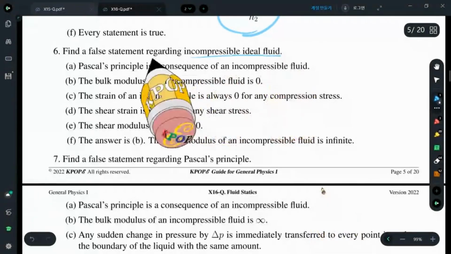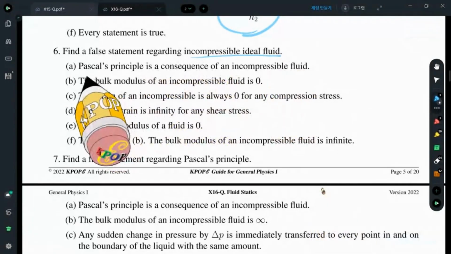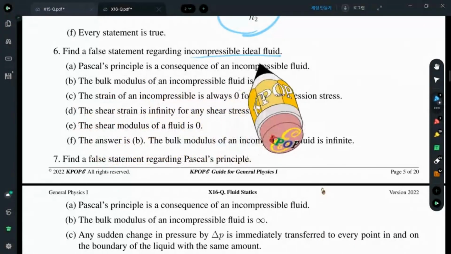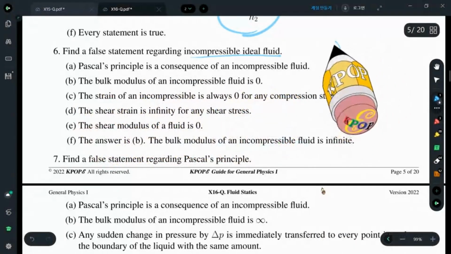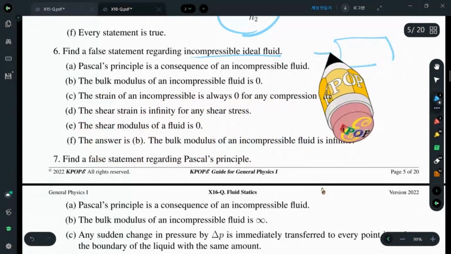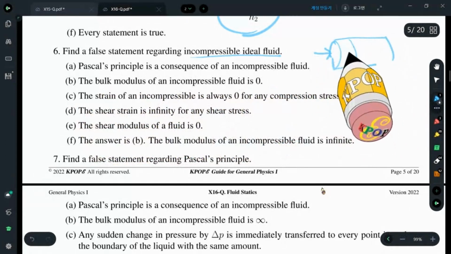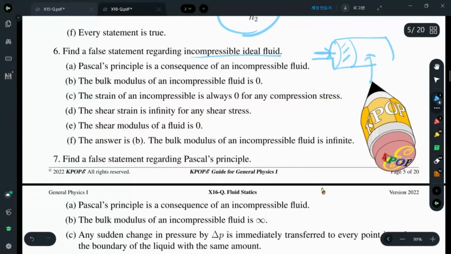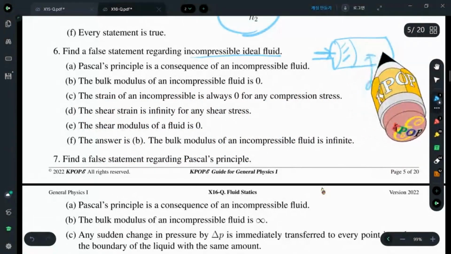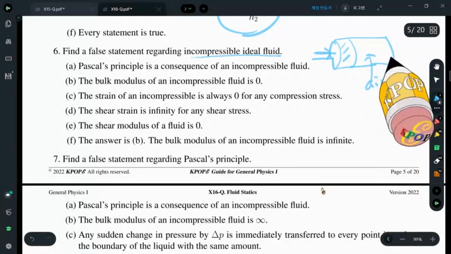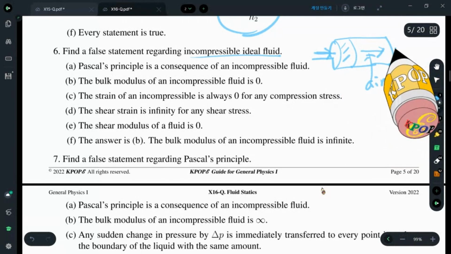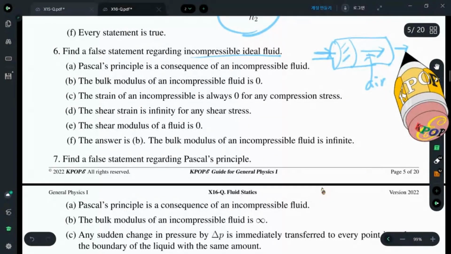Again, we consider an incompressible ideal fluid. Pascal's principle is a consequence of the incompressible fluid. If it is compressible, if I press a piston, and this is the air, there is some delay in time before the applied force is transferred to the right side.